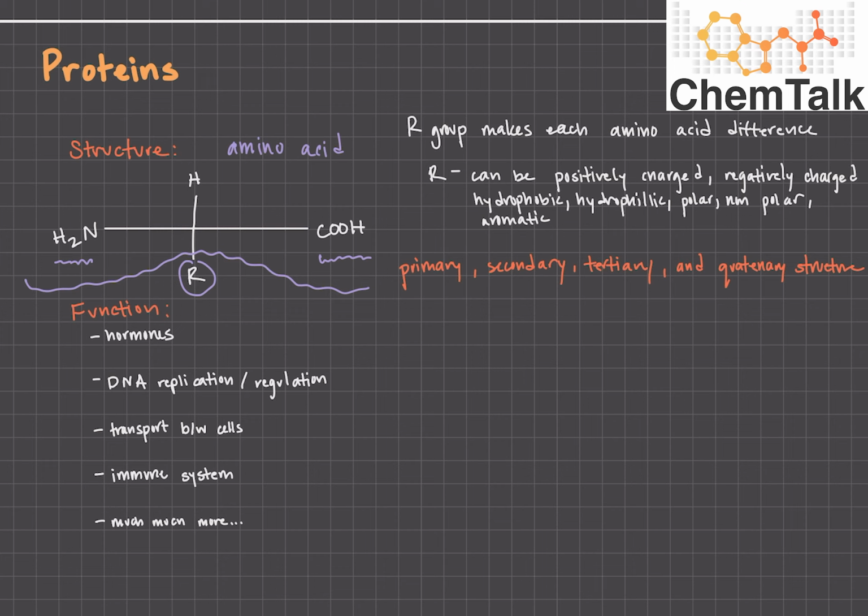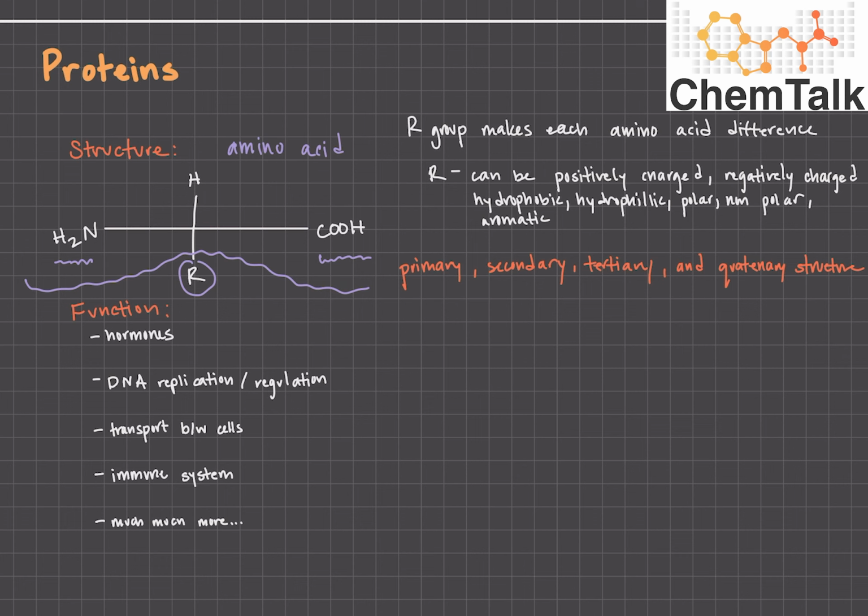Now, it's important to know that proteins aren't just free floating amino acids. They're not just floating globs of amino acids. They're structured, and proteins are made up of 4 structures. In this case, it's primary, secondary, tertiary, and quaternary structure. And so I'd like to go into detail on what these structures are.